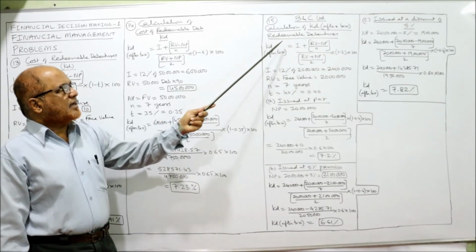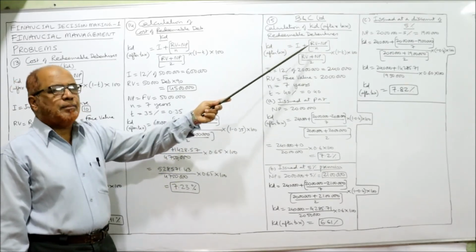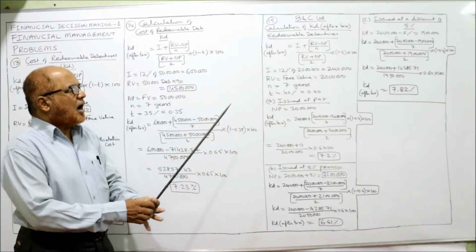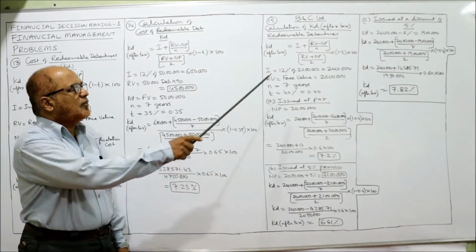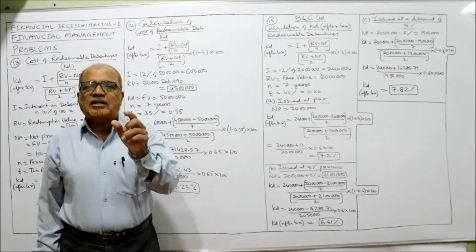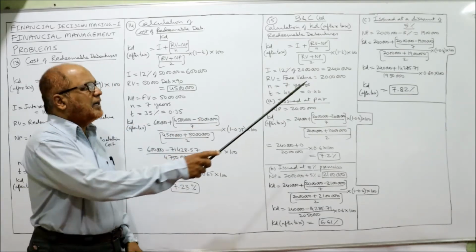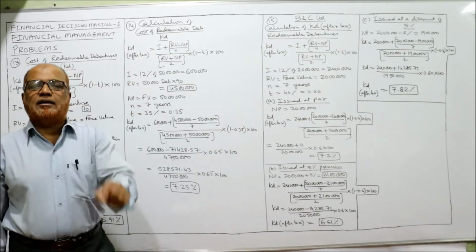Calculation of KD after tax, redeemable debentures. KD after tax equals I plus RV minus NP by N, divided by RV plus NP divided by 2, into 1 minus T. I is equal to interest on debentures, 12% of face value. 20,000 debentures of 100 each, so 20,000 into 100 is 20 lakh. So 12% of 20 lakh, 2,40,000, is I.